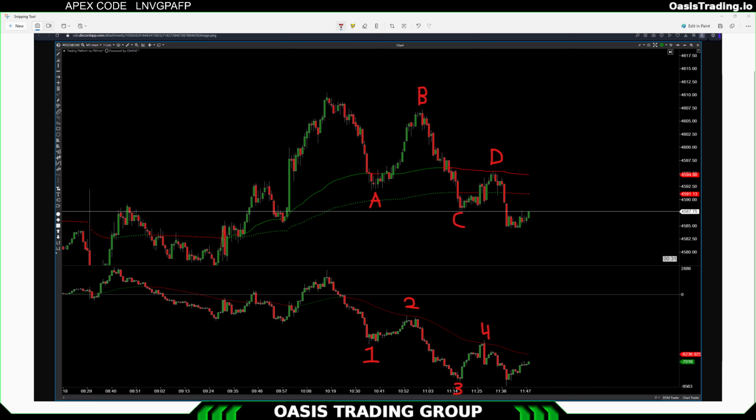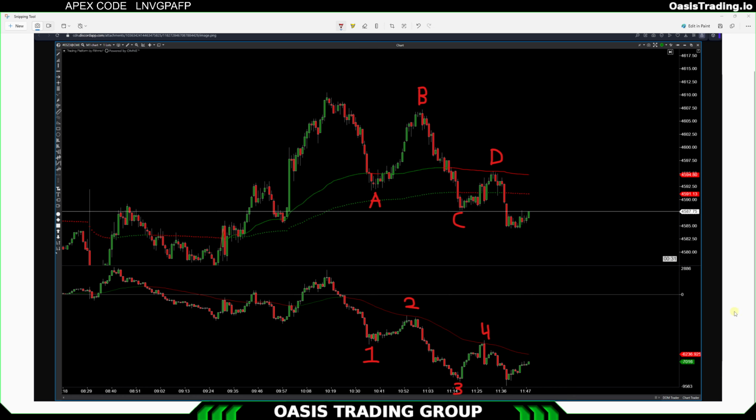So once you have that on your cumulative delta, it will look something like this. It looks like a moving average on the cumulative delta chart. And that is all you need for this setup. So now that we have the tools, let's go over what the actual setup is.